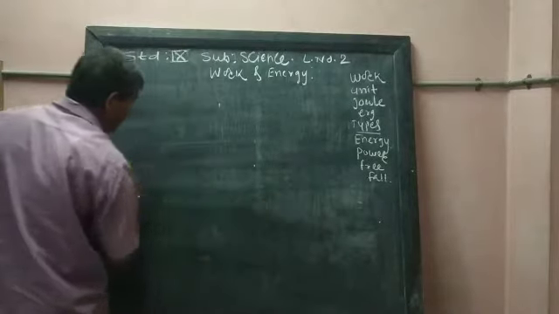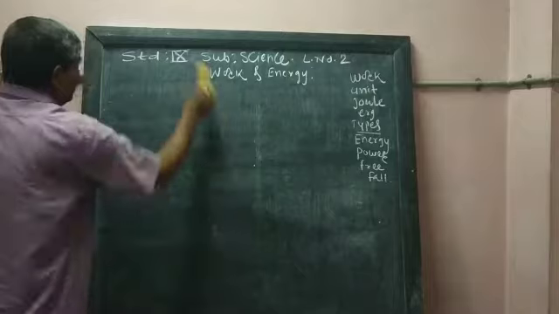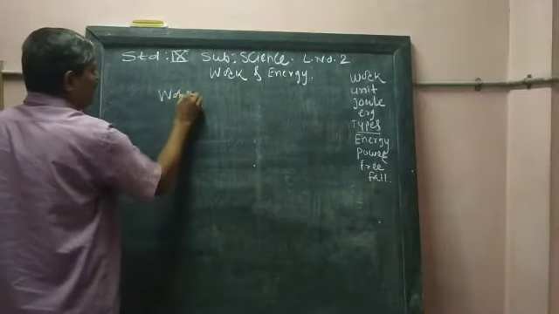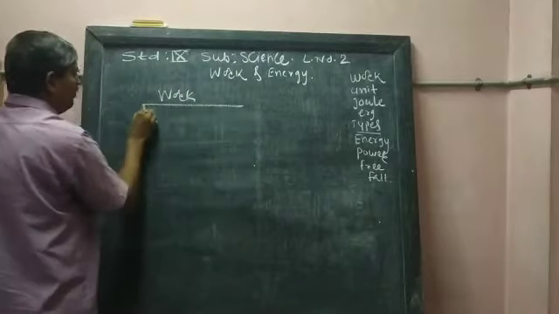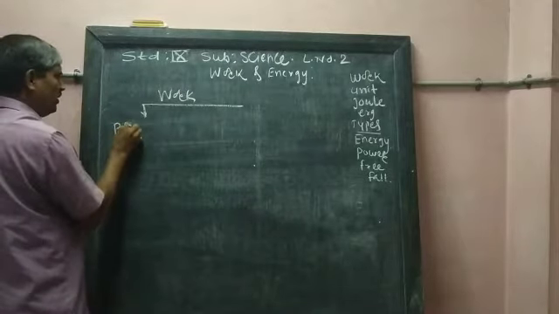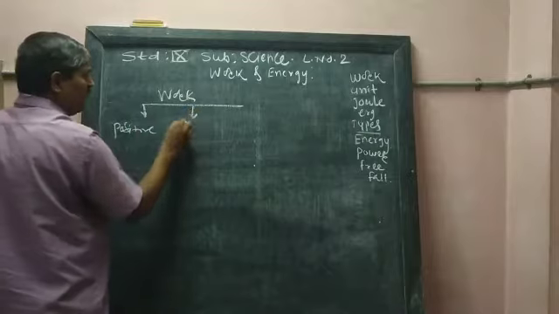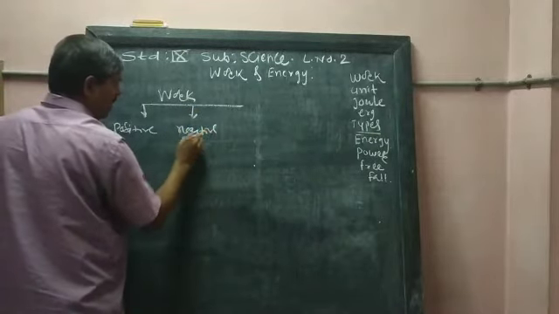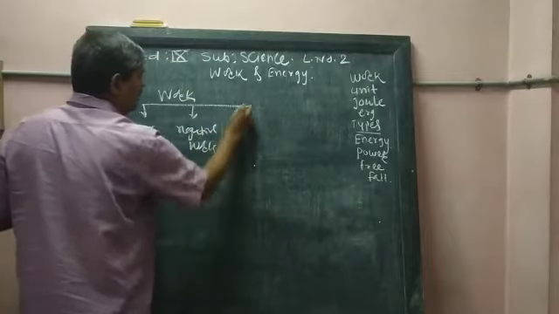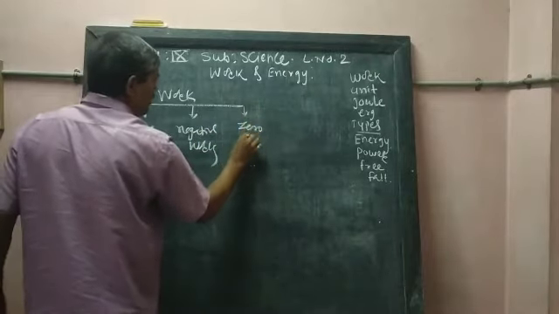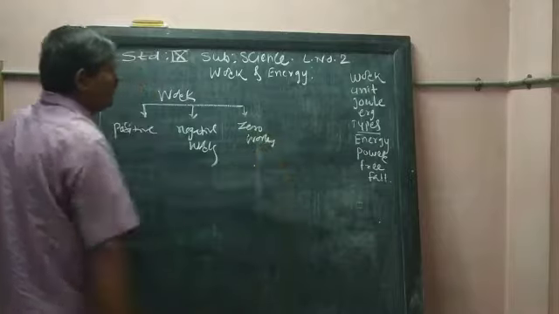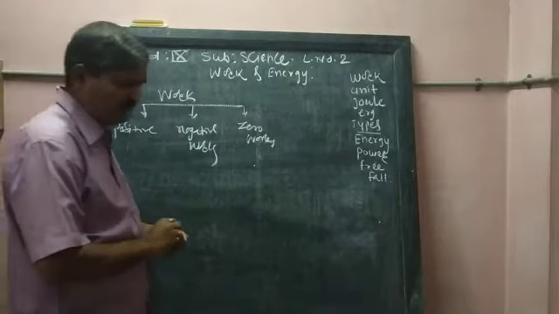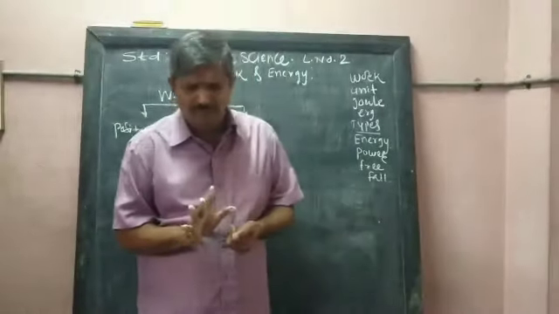We will see what the types of work are. Work is classified in 3 ways. One is positive work. Second one is negative work. And third one is zero work. These are the 3 types of work. What is meant by positive work? I will tell you with one example.